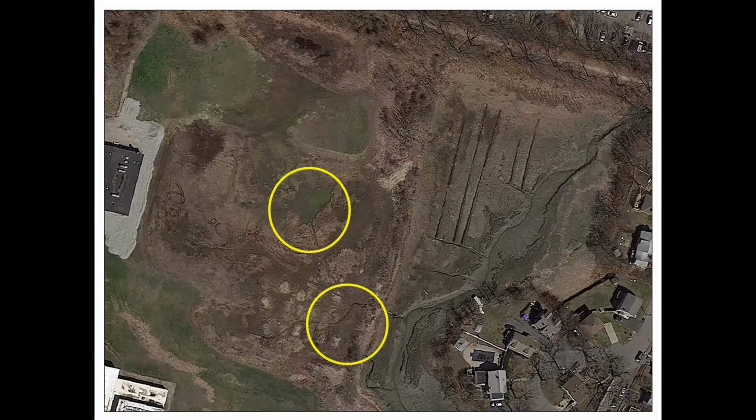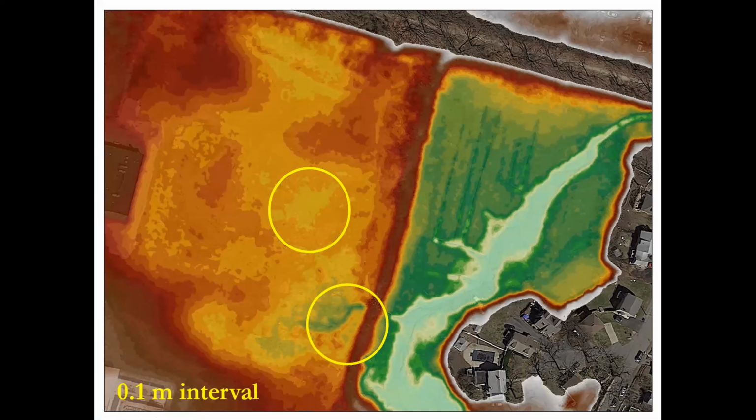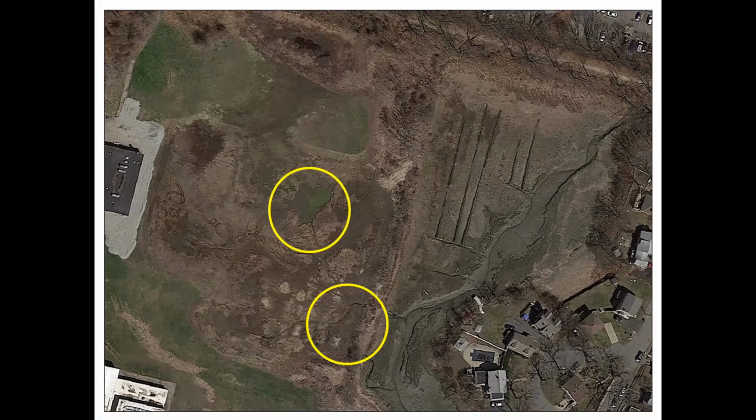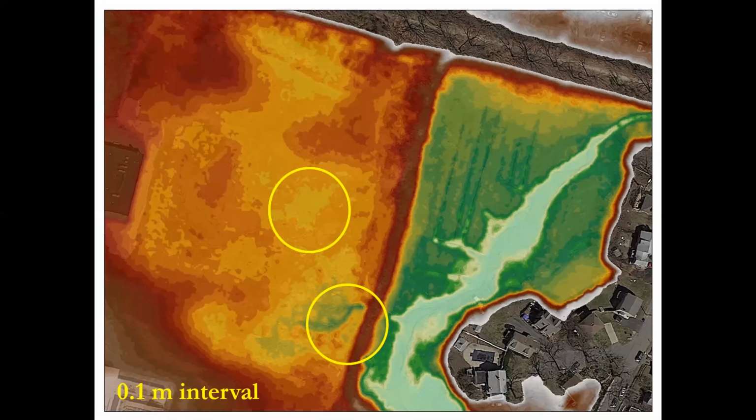Here's an example of the LIDAR, and what I did here was I circled a couple of areas. This is a salt marsh, so it's a very flat area. Here's a little pond right here, and down here we have a little stream. If we overlay the LIDAR data at 0.1 meter intervals over it, we can see that it is showing up in the elevation on here very, very well. And I can just do that one more time so everyone can see that.